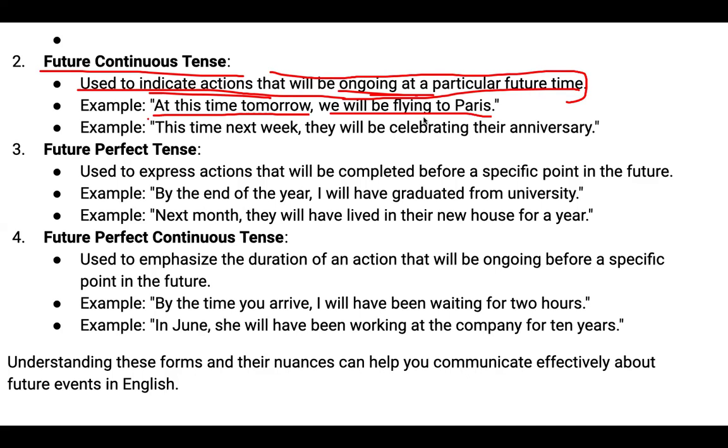It is correct. But "at this time" is very specific, isn't it? As it is very specific, you are saying that tomorrow at this time, what will you be doing? We will be flying to Paris. If it is written "tomorrow, what will you do?", then in that case, we will fly to Paris tomorrow. Got my point?